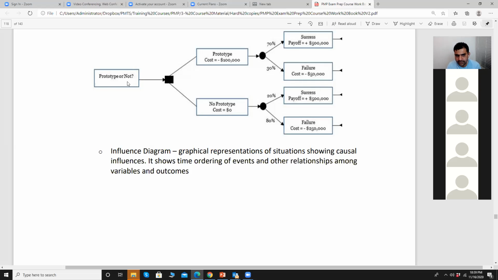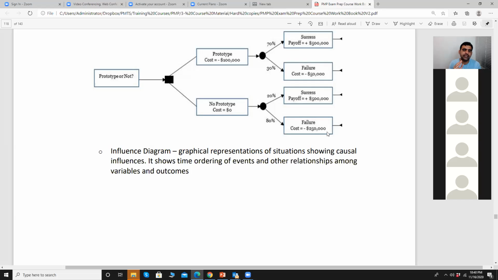Yeah. On the other side, look, if we don't go for prototype, the chances of success is only 20%, whereas chances of failure is 80%, and it will cost us around 250,000. Again, these are random values. You have to do calculation for your decisions by yourself. And if you calculate the risk for this path, it would be 80% into 250,000. That would be around 200,000, isn't it?